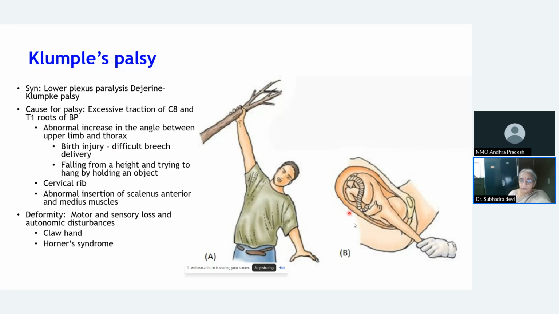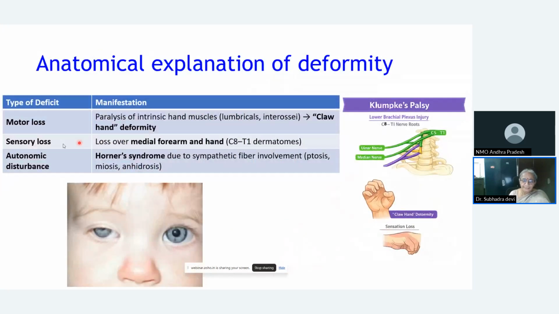So butt injury, difficult breech delivery, pulling the limb. You can see falling from height, where one will catch an object, then also it is possible. Cervical rib also can cause that. So deformity is claw hand and Horner syndrome. You can see what is the motor loss. You should be able to.